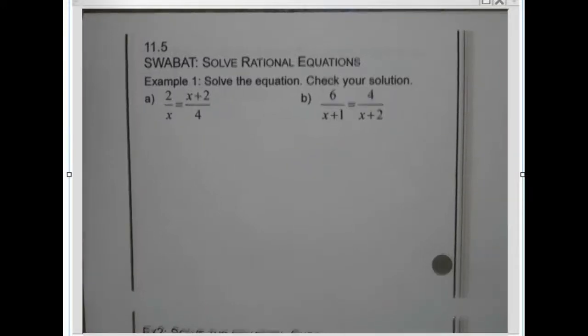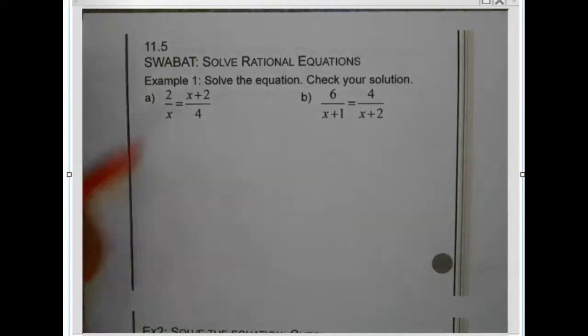Hello, welcome to 11.5. Our SWABAT is going to be to solve rational equations. So we've added them, subtracted them, multiplied, divided, and we have simplified them. Today we're going to solve rational equations. So example 1, solve the equation and check your solution.